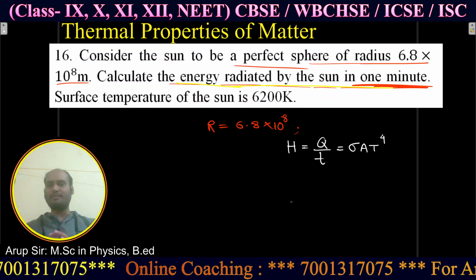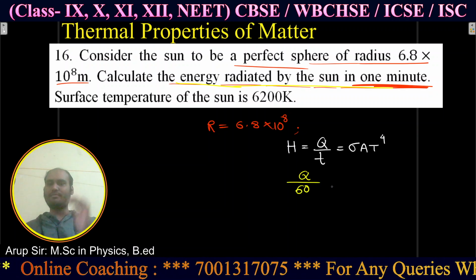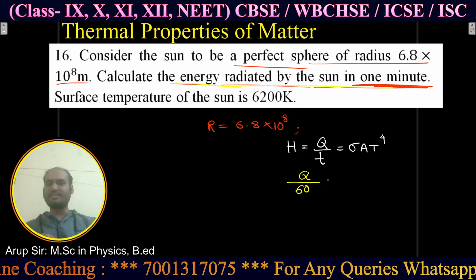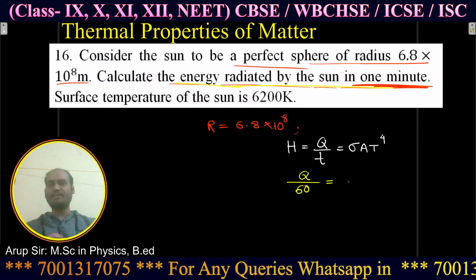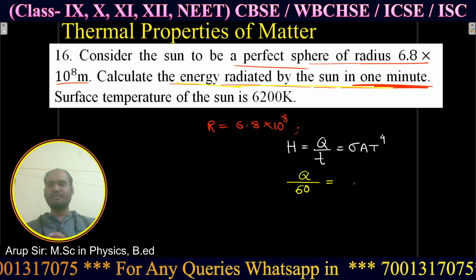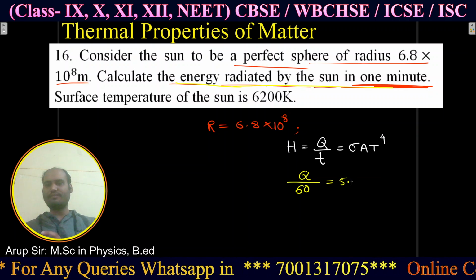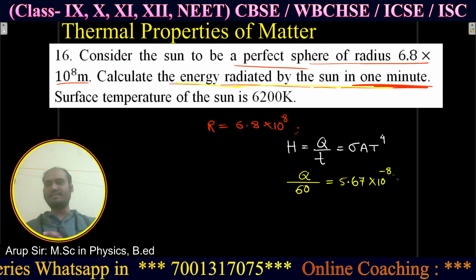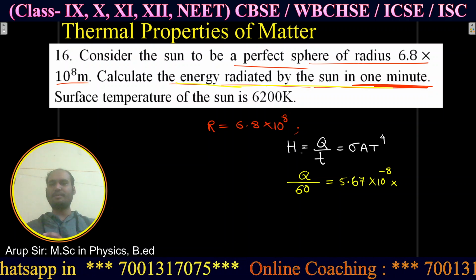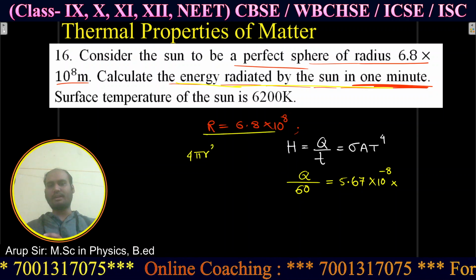radiated in 1 minute. So basically Q divided by time, in 1 minute, that means I am dividing by 60 for getting a minute, equals sigma. What is sigma? Sigma value is not given, but you know it is 5.67 into 10 to the power minus 8, and the area you can get by solving 4 pi r square.